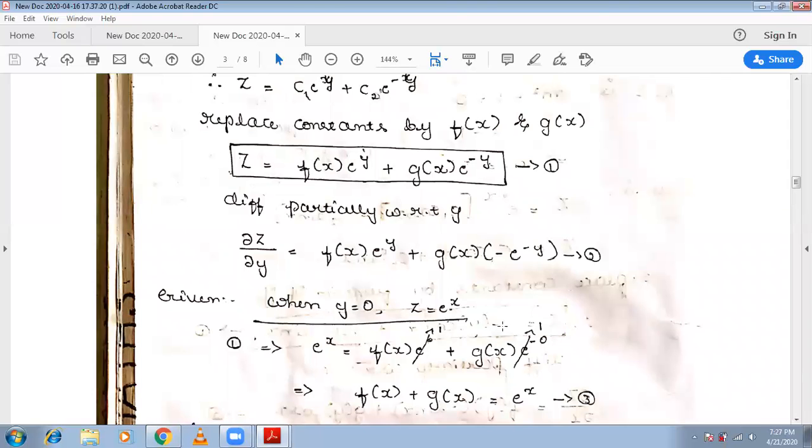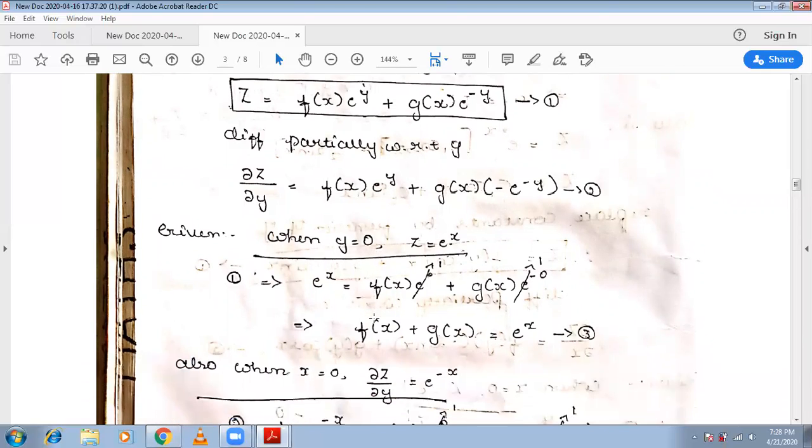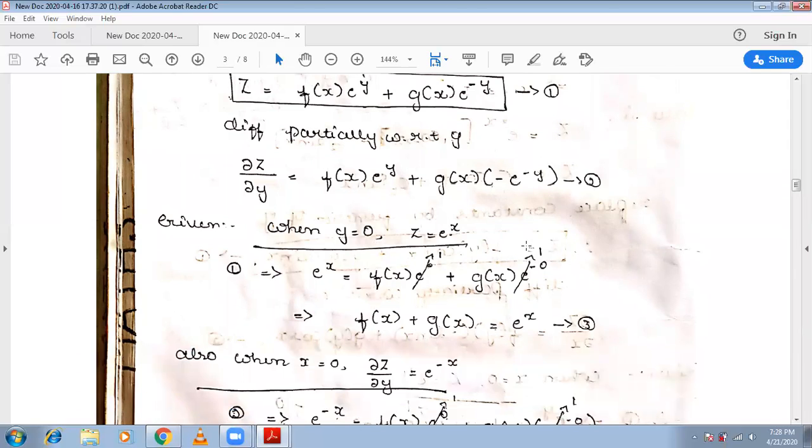Put y is equal to 0 and z is equal to e power x in equation 1. In place of z, put e power x. In place of y, 0. We get e power 0 is 1. Here also e power 0 is 1. So 1 into f of x plus 1 into g of x is equal to e power x. Call it equation 3.